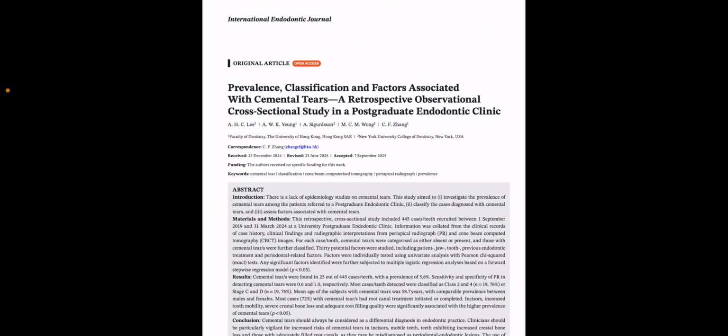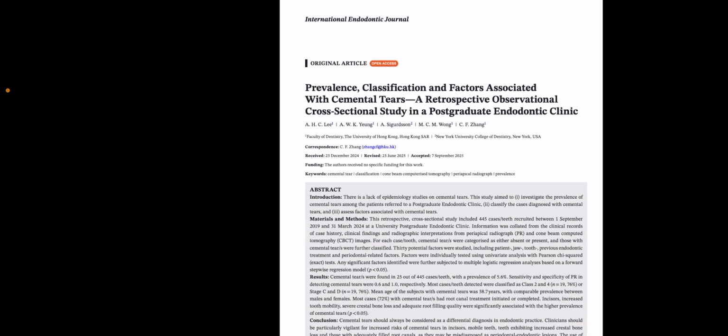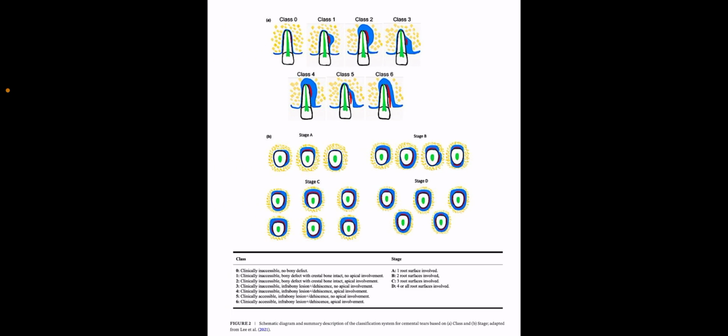subjects. For the methodology, they took the clinical records and radiographic images. Both periapical radiographs and CBCT were reviewed, and cemental tears were identified and classified based on classes and stages, class 0 to 6, and stages A to D. And they identified potential factors, almost 30 factors, associated with this.